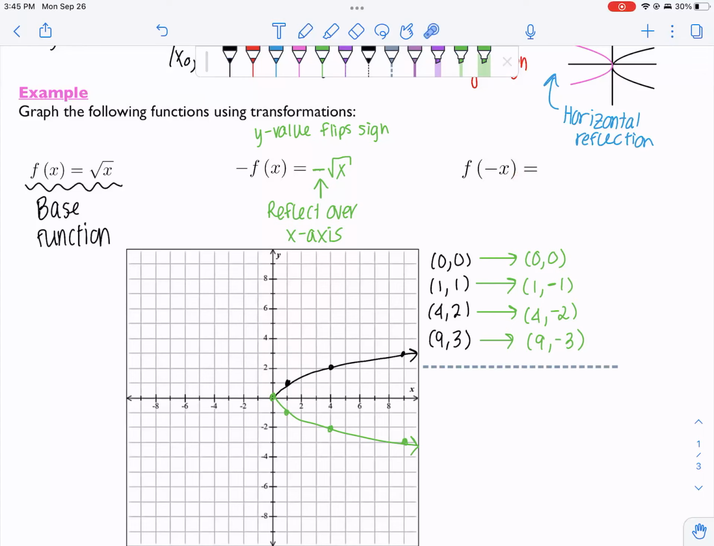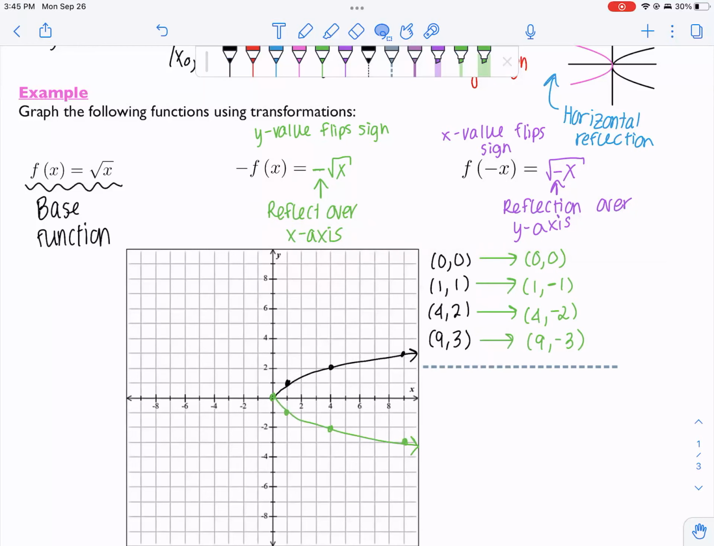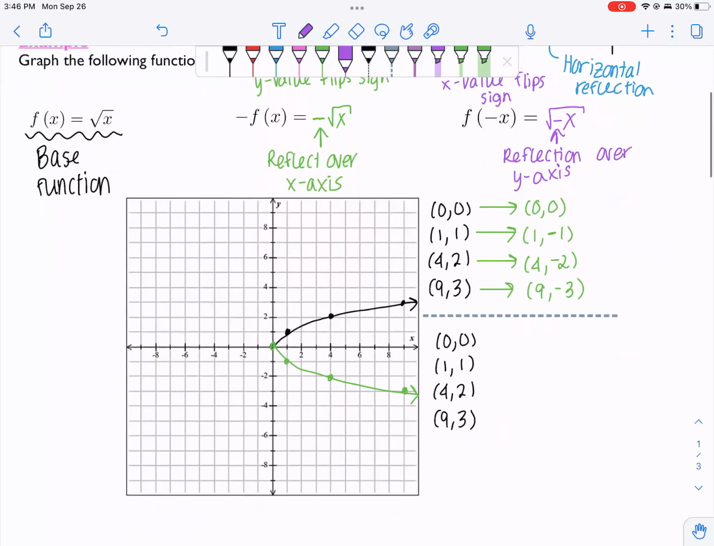If that negative is on the inside, that would be square root of negative x. See, that negative's on the inside this time. That's going to be a reflection over the y-axis. That's going to be our x value flipping sign. We're using all of these same points, but instead of flipping the y value, we're going to flip the x.